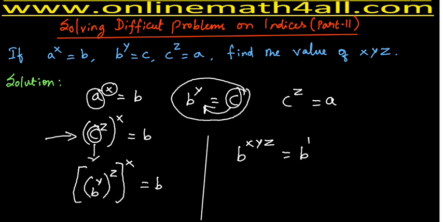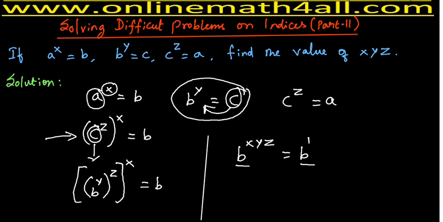Here the two terms are equal, b to the power xyz and b to the power 1. These two terms are equal, and we have the same bases on both sides. Whenever the two terms are equal and the bases are the same, the powers also must be equal. So students, please listen to me on this step. If two terms are equal and the base on the left side and the base on the right side are the same, then the powers must be equal, so we can equate the powers.